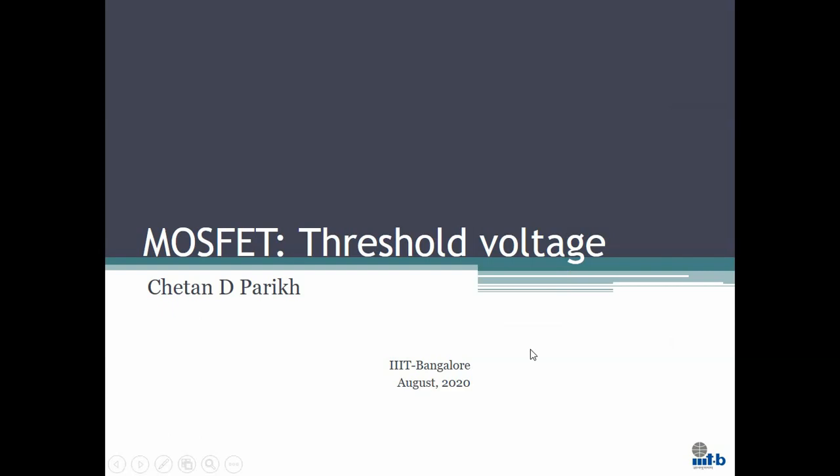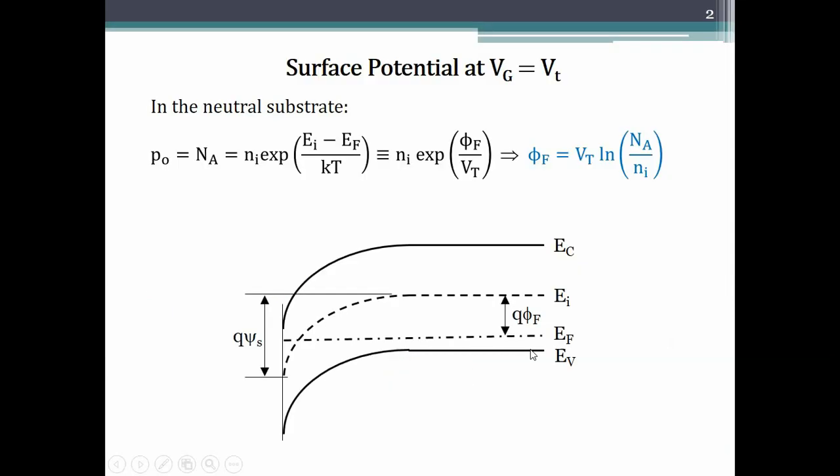So this lecture will look at the threshold voltage of the MOSFET. There is a bit of mathematics here, and if you are not familiar with the mathematics of the MOSFET and its physics, please don't worry about it, because we are not really going to use any of these equations later on. But it is important that we talk about it once so that you are familiar with the basics of it.